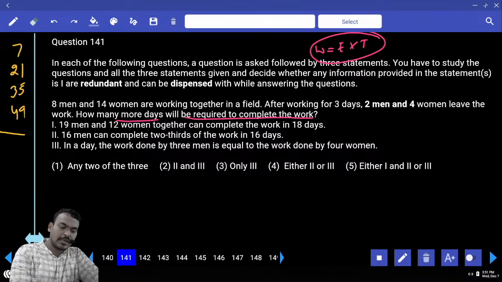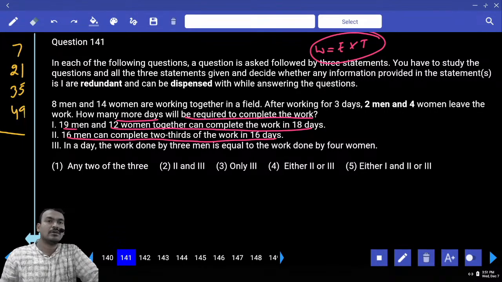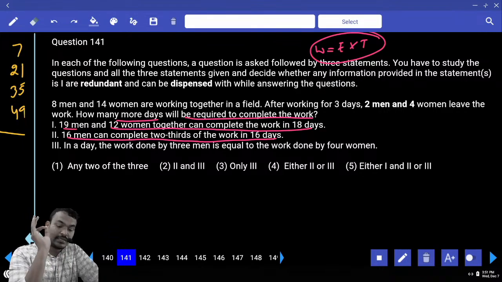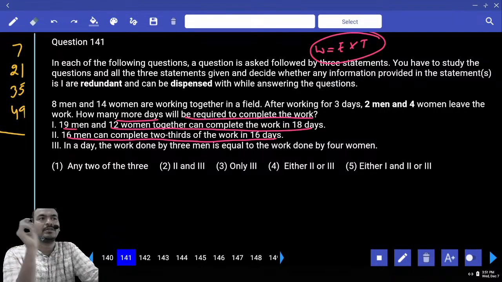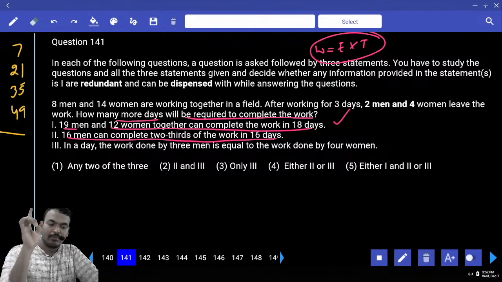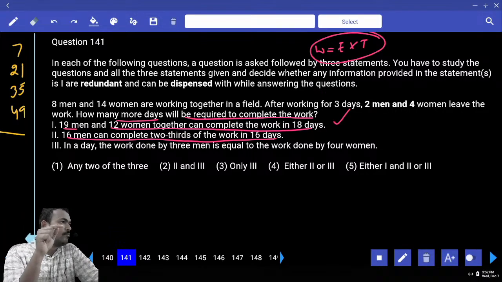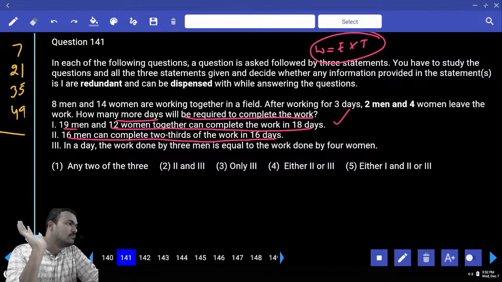First statement: 19 men and 12 women together can complete the work in how many days? 18 days. Second statement: 16 men can complete 2/3 of the work in how many days? 16 days. 16 men completing 2/3 in 16 days means 16 men complete the total work in a certain time, yes or no? But in the first statement a combination of men and women is given, in the second statement only men are given. By using both statements we get the efficiency, time and work.